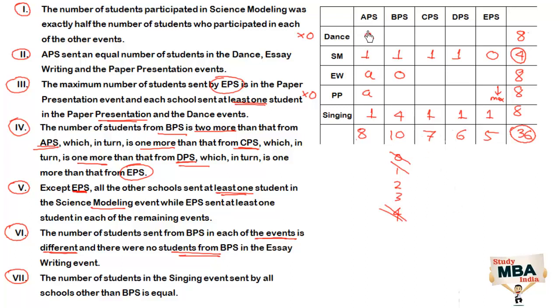So let's move to column 1, and it says that the values for dance, essay writing and PP, paper presentation, have to be equal, right? And the total sum has to be 8.